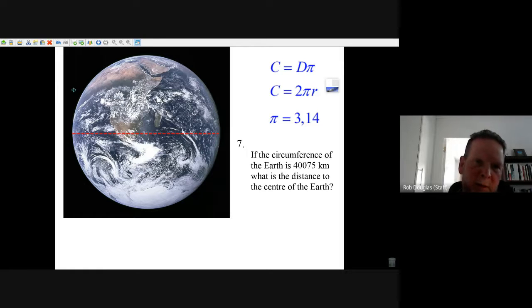Well, there's the distance all the way around, the circumference. There's the distance almost straight across the center of the Earth. I guess that's going right to the center of the Earth. How far would it be to the center of the Earth? So that's one for you to think about.